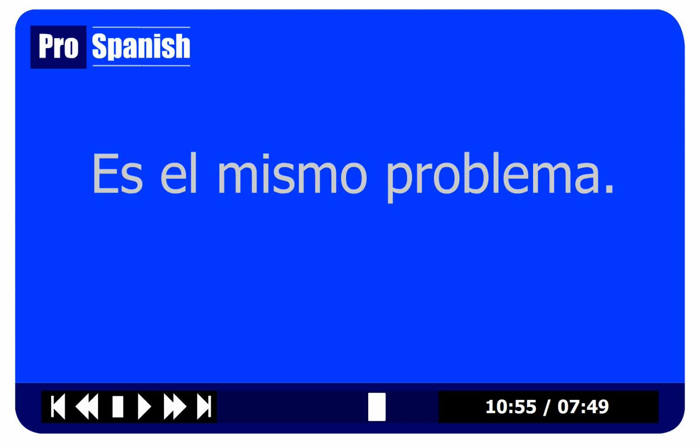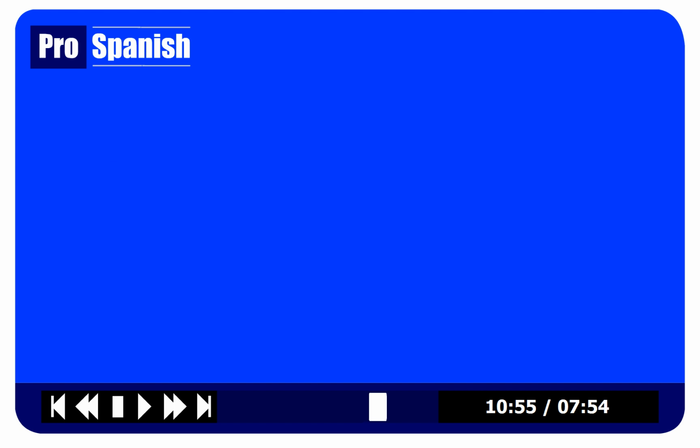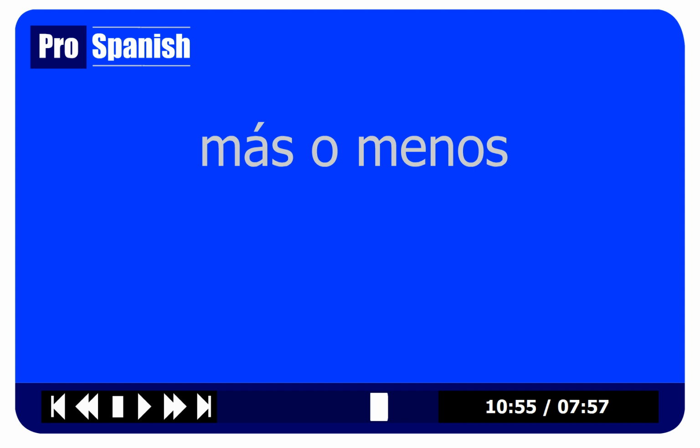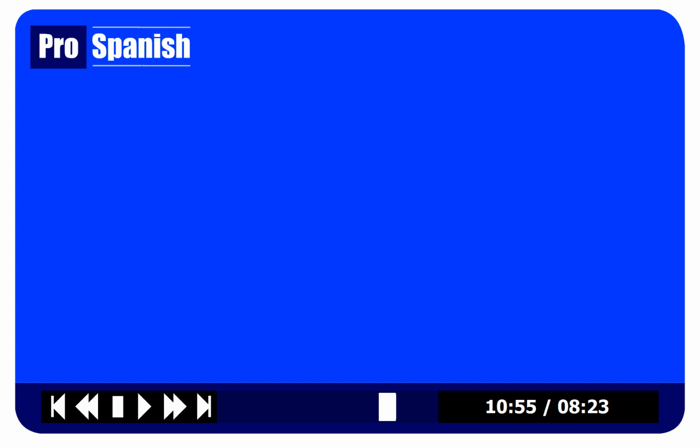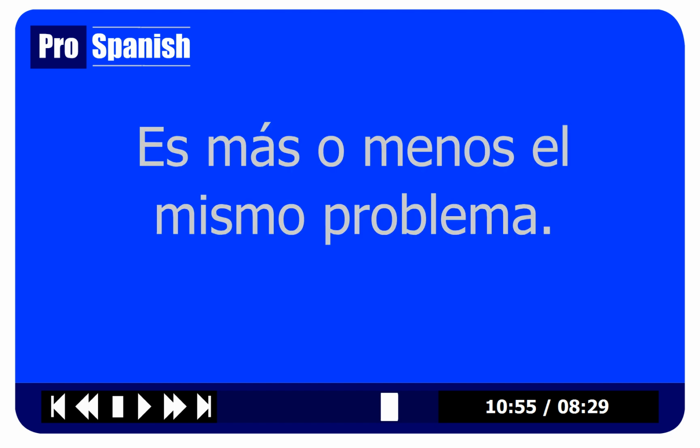In Spanish, more or less, we say más o menos, more or less. So what word is less? Menos. So más o menos, more or less. How would you say, it's more or less the same problem? Es más o menos el mismo problema.